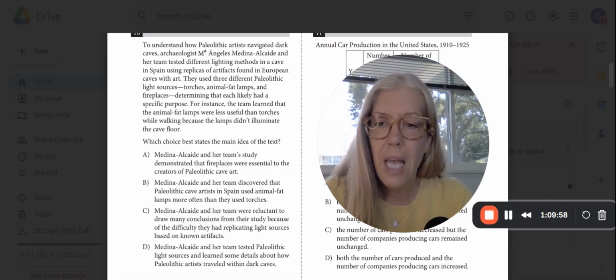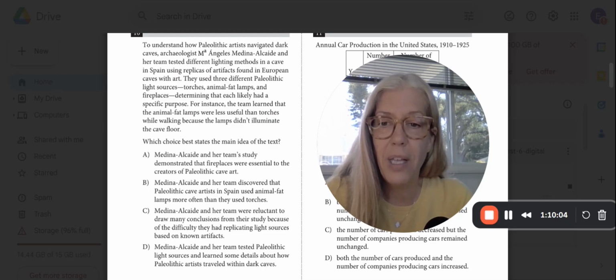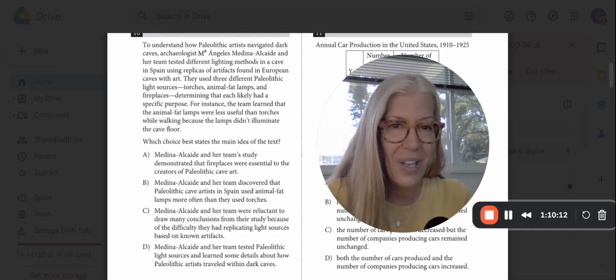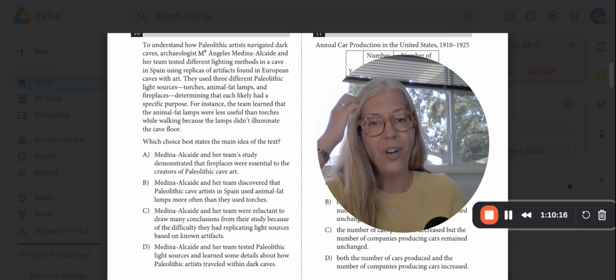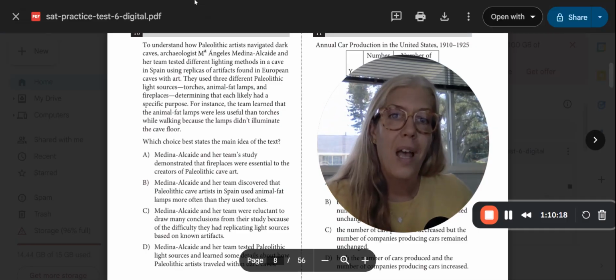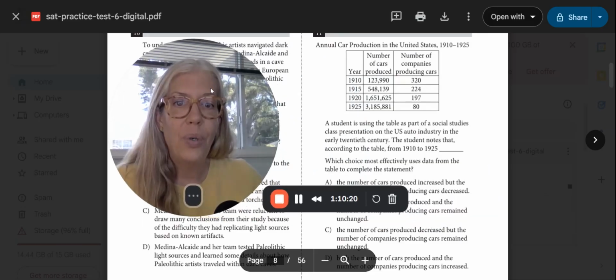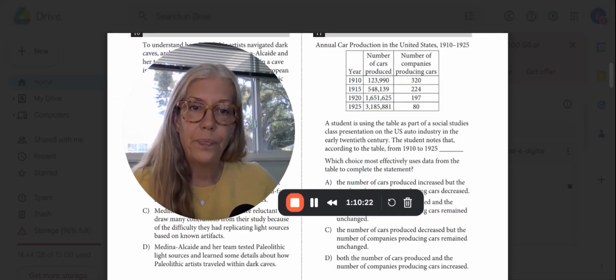So let's see D. Medina and her team tested Paleolithic light sources and learned some details about how Paleolithic artists traveled within dark caves. Isn't that basically what we're looking for? It's so broad. They learned some details. It didn't go in and tell us details, some details about how artists traveled within dark caves. I like D. And now we have come to our very first table.